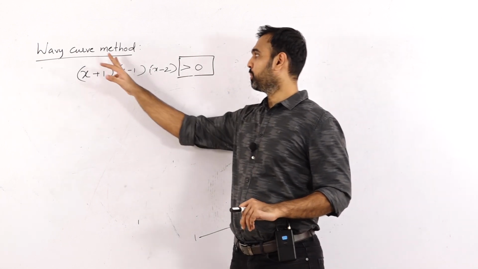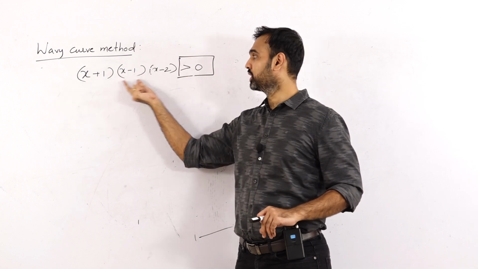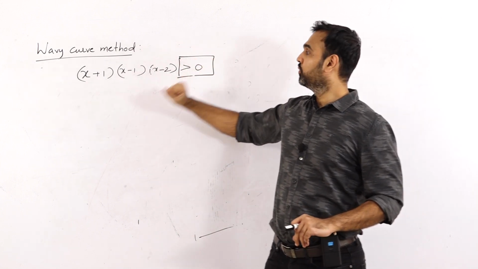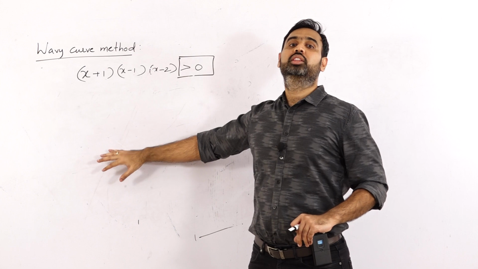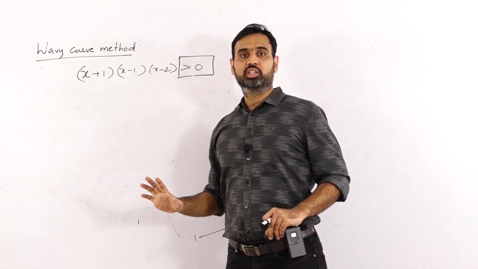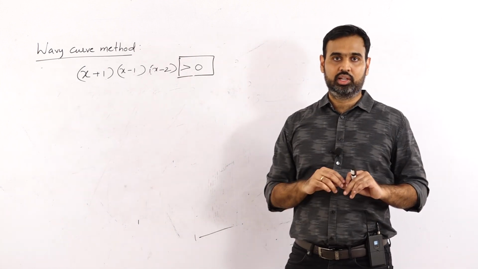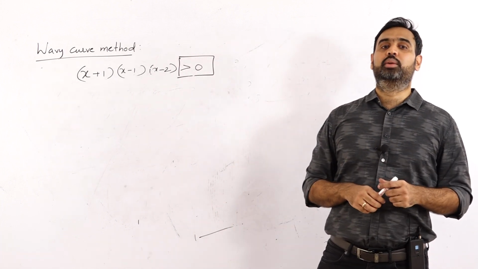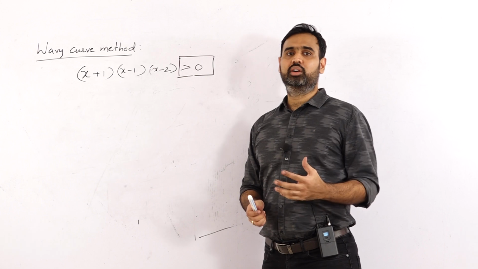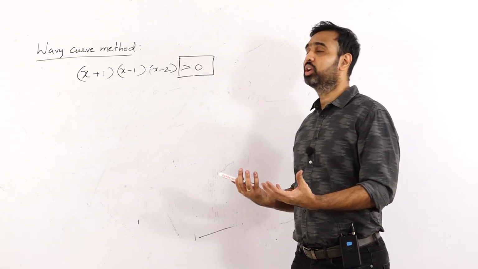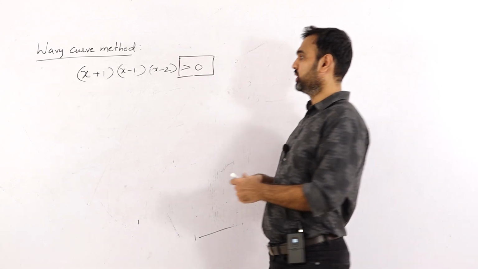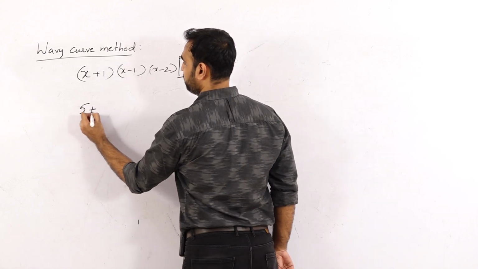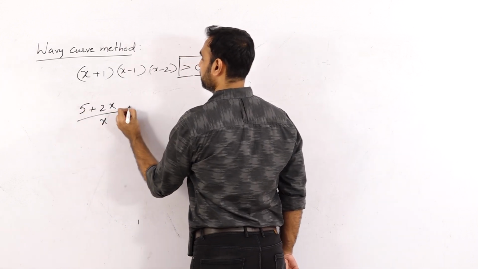So we should be careful. If the powers of the linear factors mentioned in the inequalities are odd, then the alternating signs between the regions are perfectly applicable. Otherwise, no. Now, let us consider another example to quickly solve with the wavy curve method. I'll tell you how the wavy curve method can also be applied to certain questions. Let's say I give you a question: (5 plus 2x) by x greater than 1.